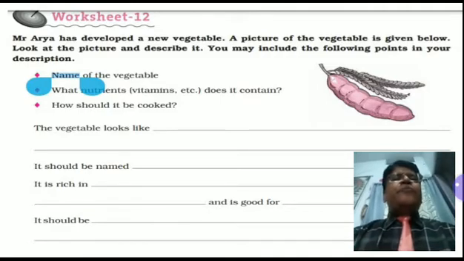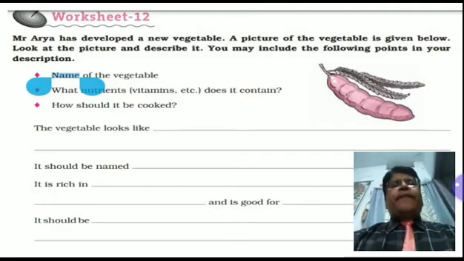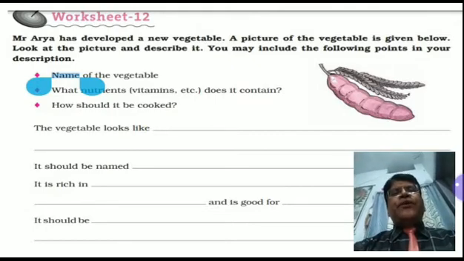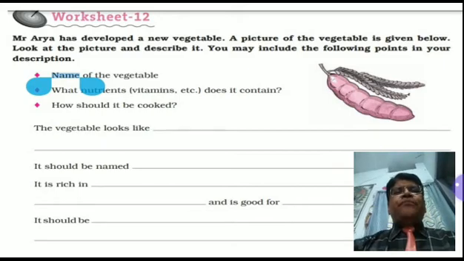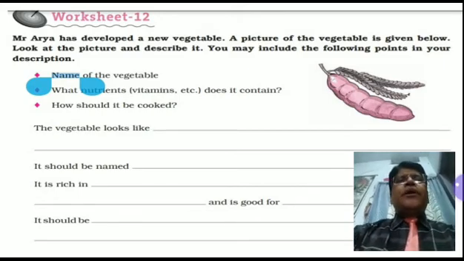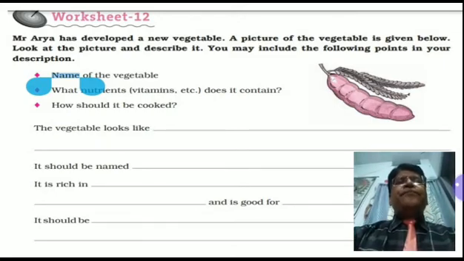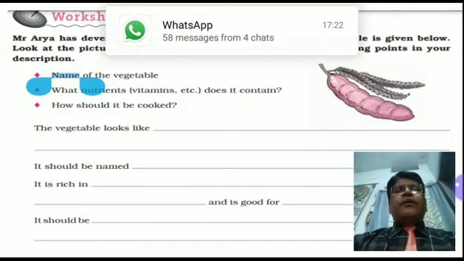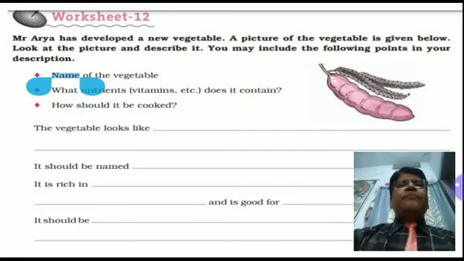Now, you see how you have to fill it up. Number A, the vegetable looks like a pigeon pea. Next one, it should be named pig tam.